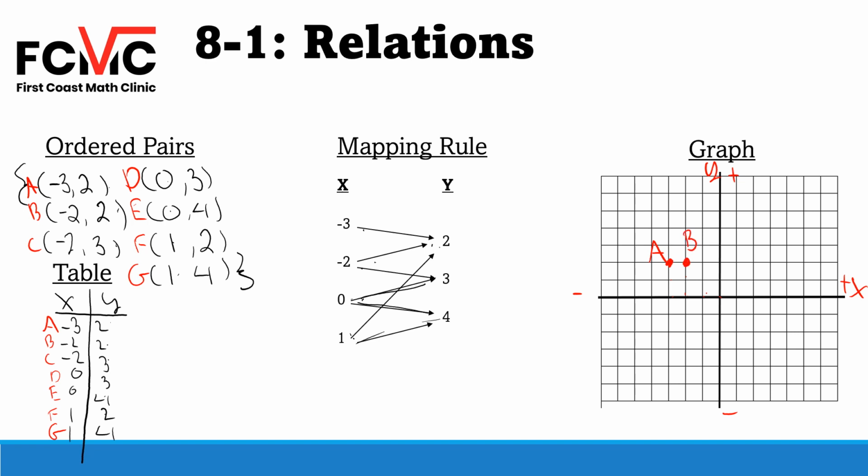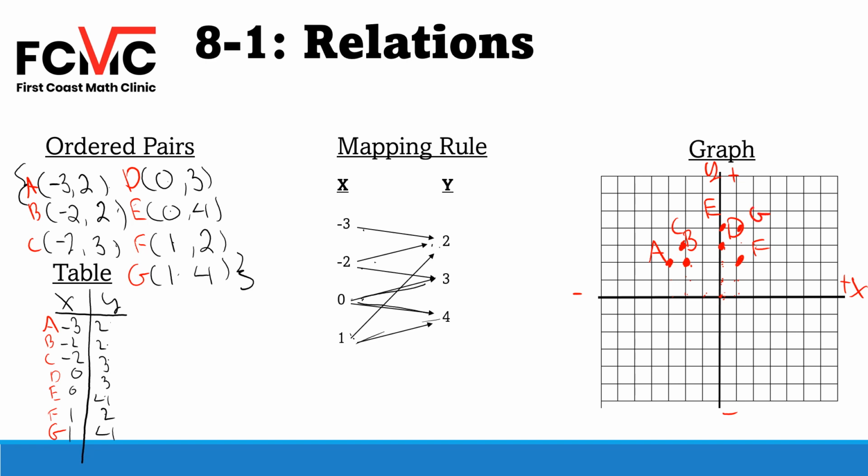C is negative 2, 3, 1, 2, 1, 2, 3. So C is going to be right up here. D is 0, 3. X is 0, Y is 3, 1, 2, 3. So that's point D. E is 0, 4. X is 0, Y is 1, 2, 3, 4. F is 1, 2. So X is 1, Y is 1, 2. And G is 1, 4. 1, 1, 2, 3, and 4. So G is 1, 4.